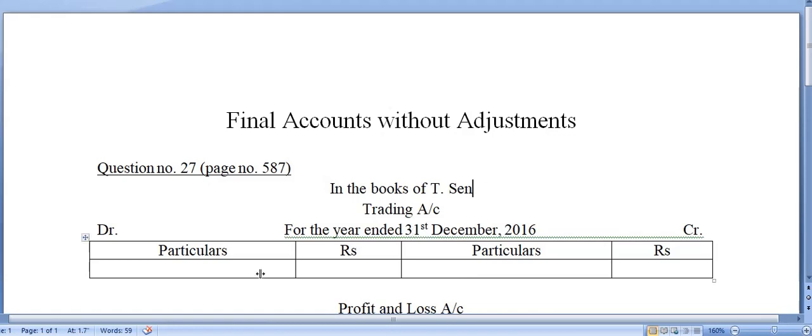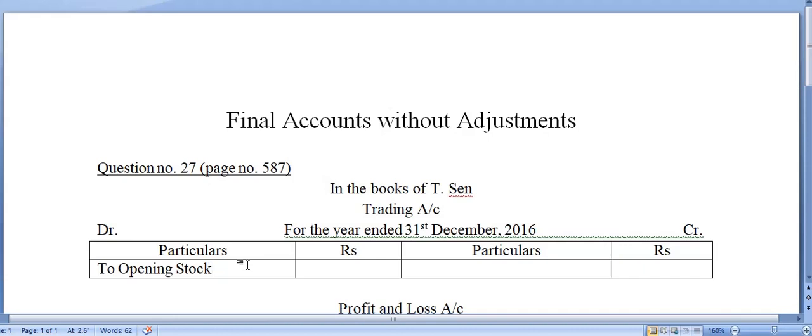In trading account, always remember that it starts with opening stock. Sometimes it may be given in the question, sometimes it's not. If the opening stock is given in the question, then you must write opening stock. Your trading account will start with opening stock. But if opening stock is absent in the question, then the solution will start with purchase. And in purchase and sales there can be returns, so returns must be subtracted from purchase as well as sales, if it is given in the question.